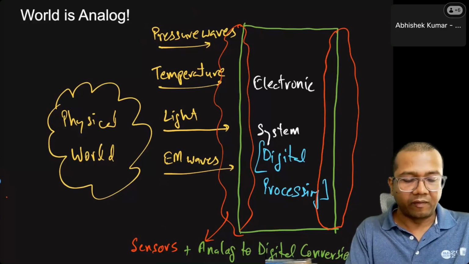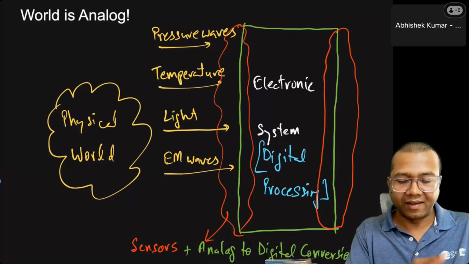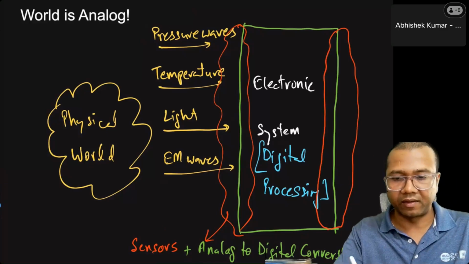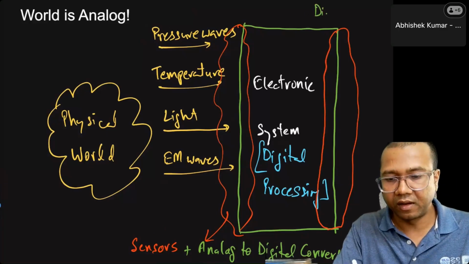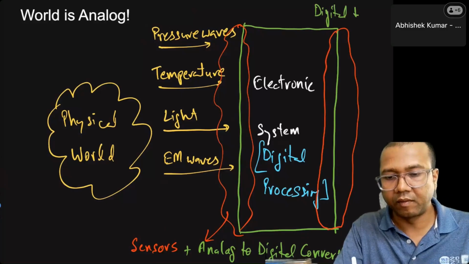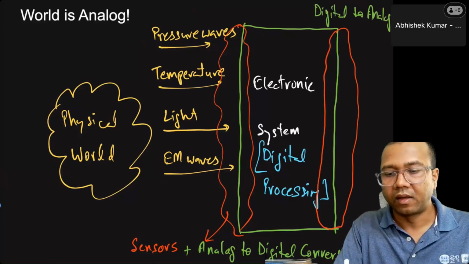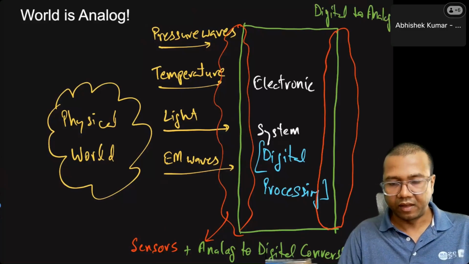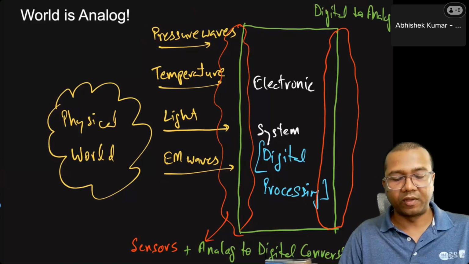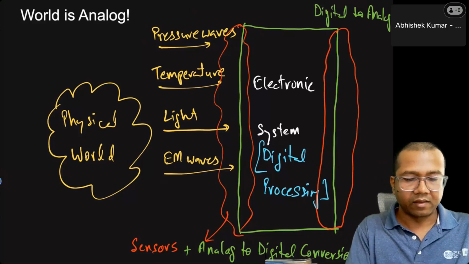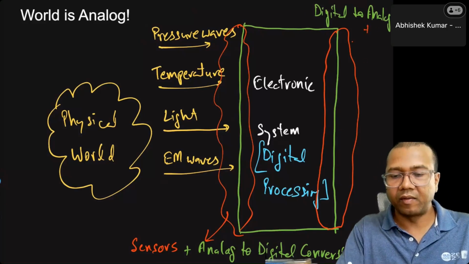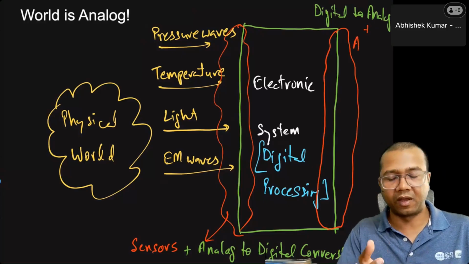So what do we need? We need to convert these digital signals into analog signals. So you need what are called digital to analog converters. Okay. And once the signals have been converted into the analog domain, then we need to drive some transducers. It can be a speaker, for example.